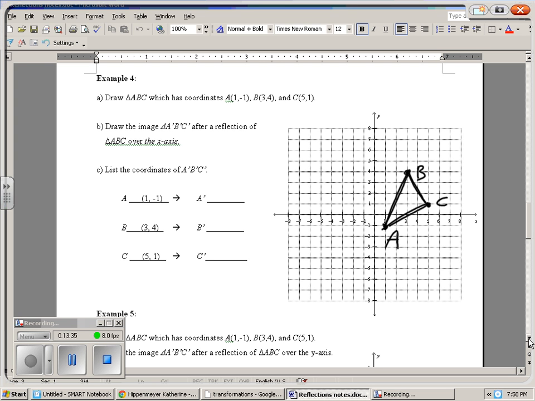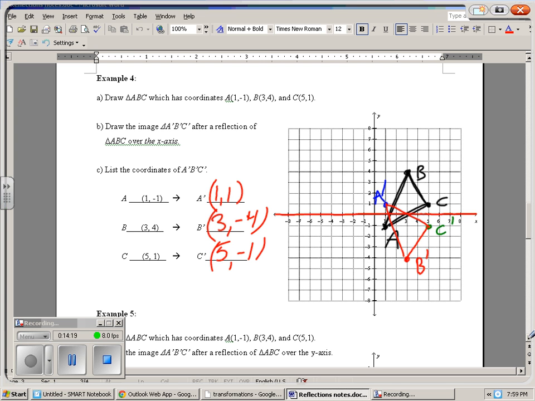Draw the image after reflection over the x-axis. Highlight the x-axis, and then we'll quickly flip. A prime is 1 above since A was 1 below. C prime is 1 below because C was 1 above. And B prime: B was 4 above, so we go 1, 2, 3, 4 downwards to make B prime. And then we have our new triangle. A prime is 1, 1. B prime is 3, -4. And C prime is 5, -1.